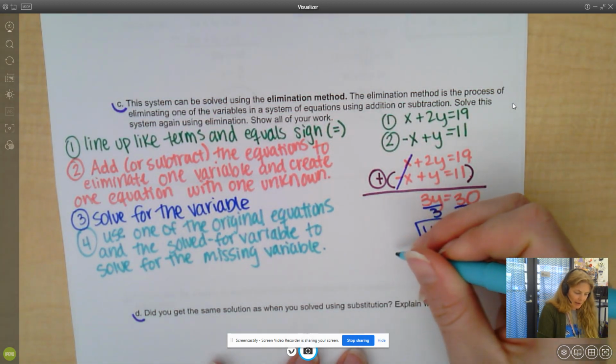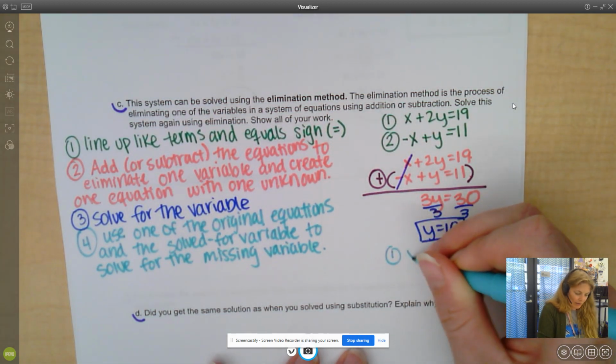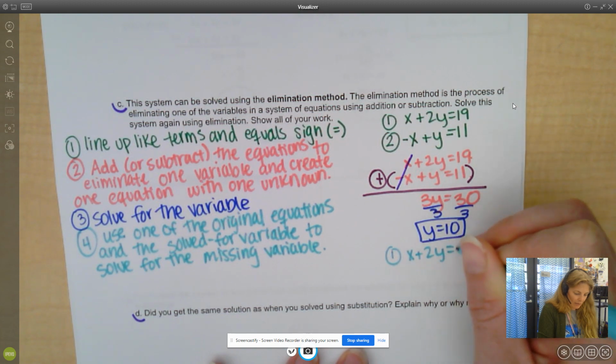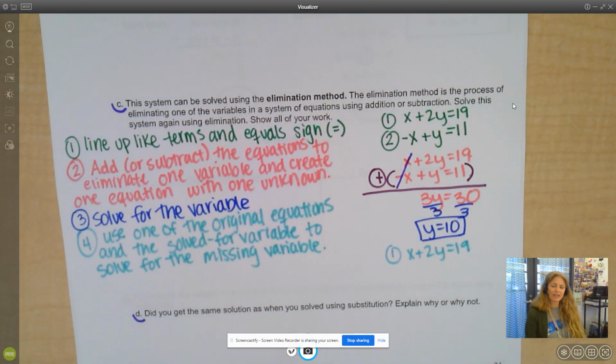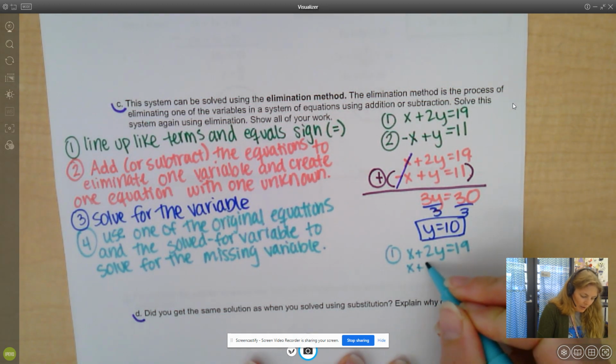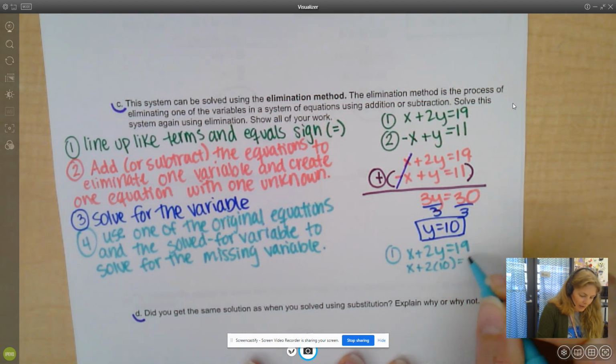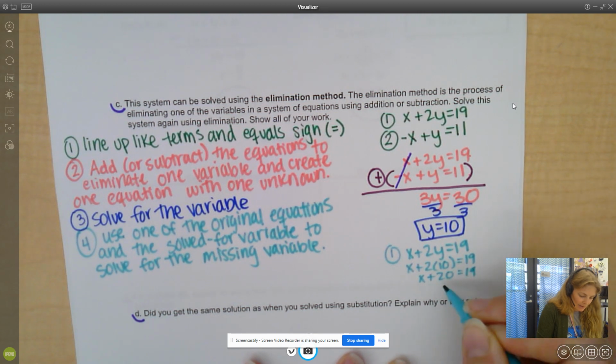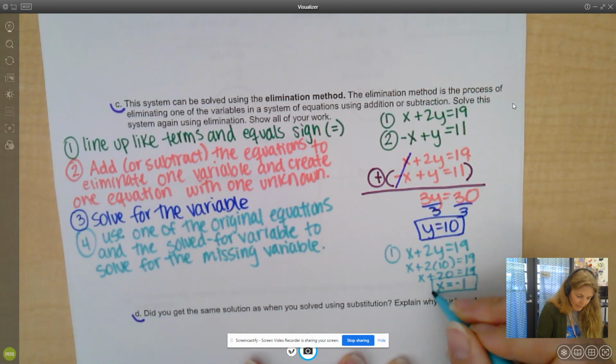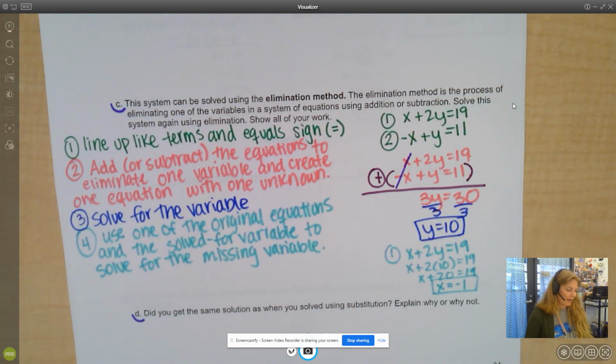So I'm going to label that I'm using equation 1, which is x plus 2y equals 19, just to keep things organized here. And then I know that y is 10. So showing all my work so I don't make a silly mistake. Subtracting 20 from both sides, x is equal to -1. And then we are not done yet.